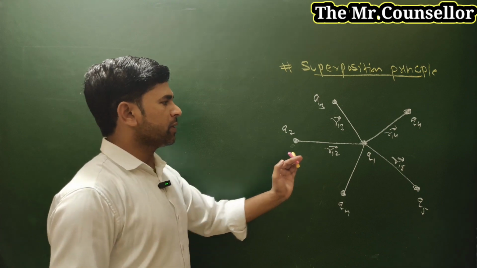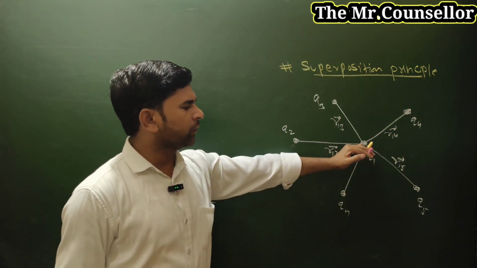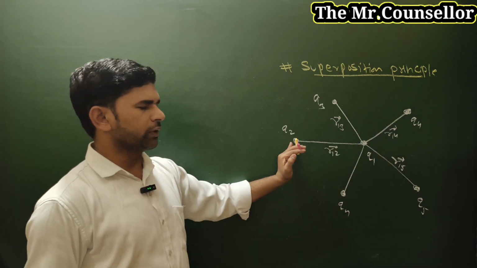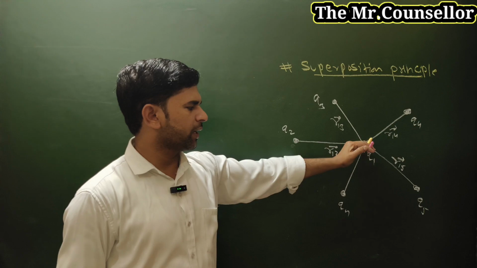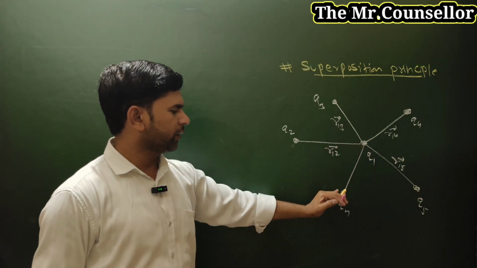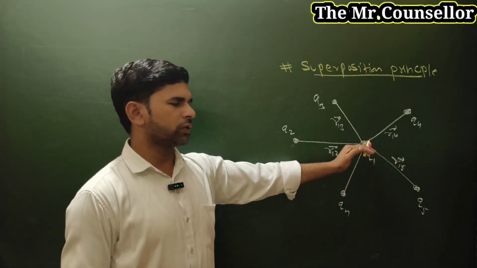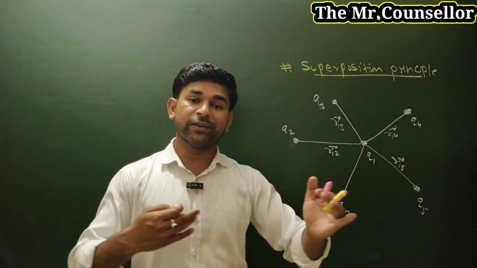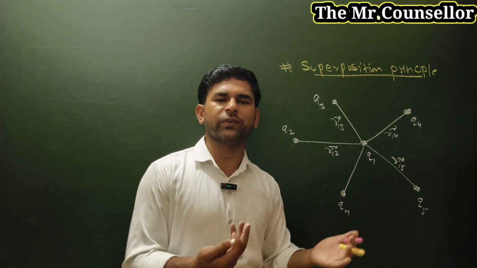Is it okay? It means we have a number of point charges, so we need to find the resultant force on q1 due to this point charge, this one, this one, this one, and this one. So we need to find the resultant force on this q1. Finding the resultant force is known as the superposition principle. That is what we are going to do.